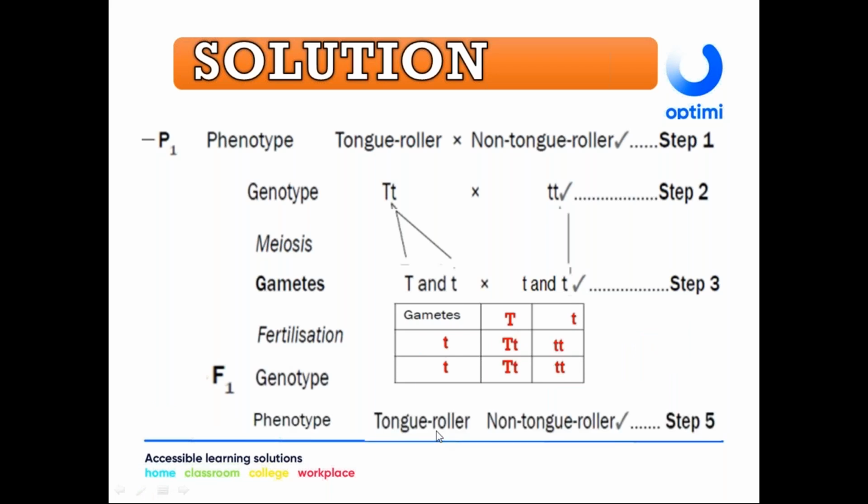Okay, so by looking at this, 2 out of the 4 will be heterozygous for tongue rolling, and 2 out of the 4, or 50%, will be homozygous recessive for tongue rolling. Okay, 50% of the possible phenotypes will be heterozygous, dominant for tongue rolling, and 50% will be homozygous recessive for tongue rolling.